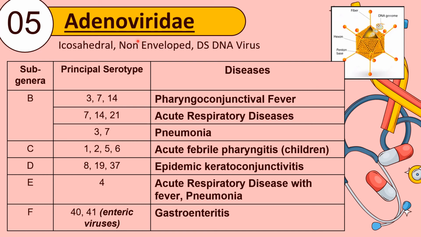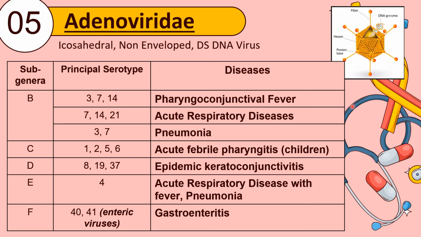Another icosahedral, non-enveloped, double-stranded DNA virus is Adenoviridae. These are naked viruses that can replicate and reproduce in the respiratory, gastrointestinal, urinary tract, and even in the eye. However, most of the diseases or infections are subclinical and require no specific treatment. They may be transmitted through aerosol, fomites, oral-fecal route, or even just personal contact.